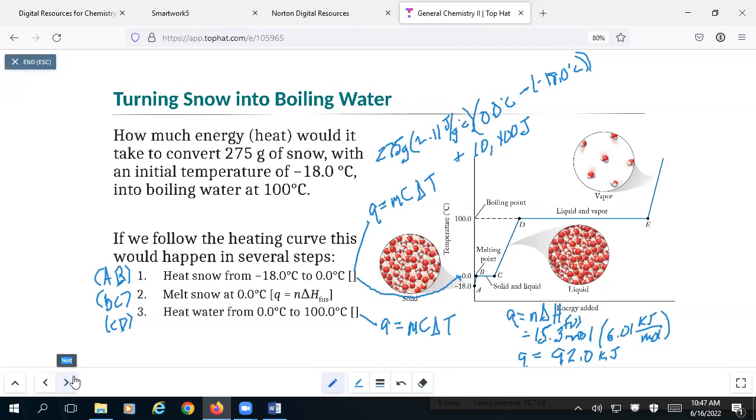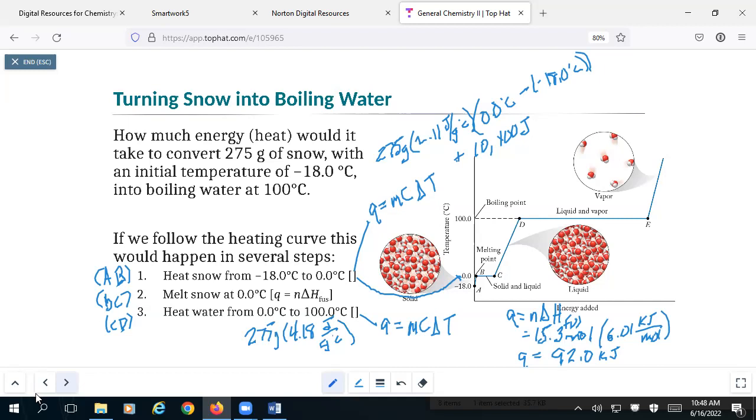All right, so let's finish this one off, since we don't have another example like it. And I know that there are a couple assigned in your homework. So for the last one, it's going to look very similar to the first one. It's going to be 275 grams. The specific heat for water in the liquid phase is 4.18 joules per gram degrees Celsius.